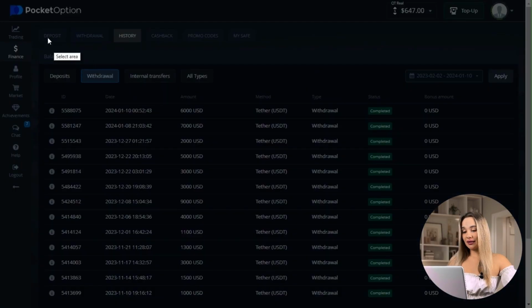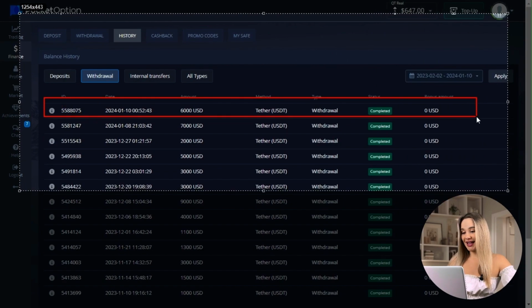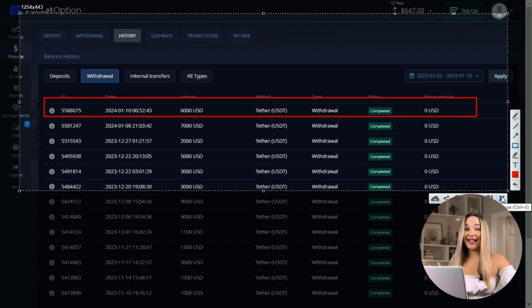Alright, it's all done. The money is in my crypto wallet and the transaction history shows that the operation was completed successfully. That's where we will wrap up and summarize today's trading session and the indicator analysis.